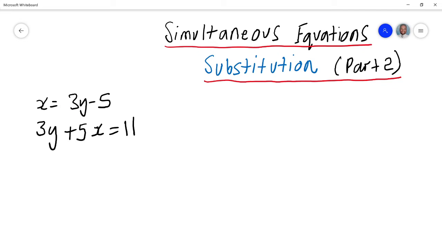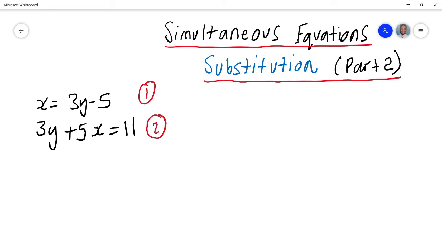So like I said, what happens in simultaneous equations, you've got a pair of equations. You've got equation 1 and you've got equation 2, and you need to solve at the same time for the values of x and y. Hence, it's simultaneous, all right? What do we mean by substitution? We're replacing one letter with an algebraic expression, all right?